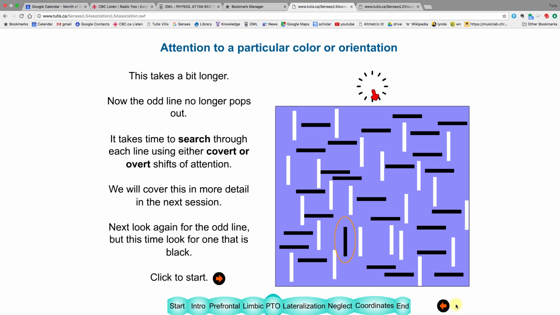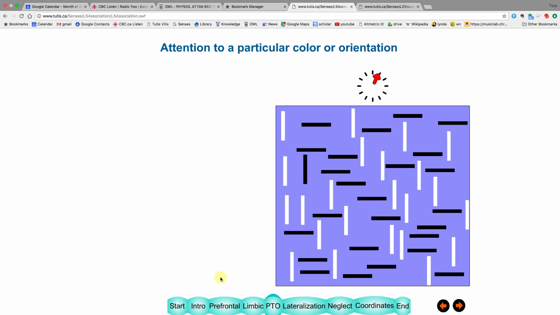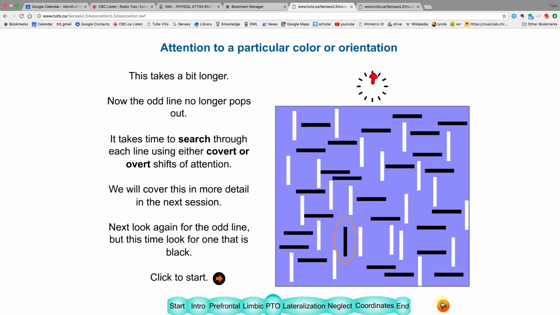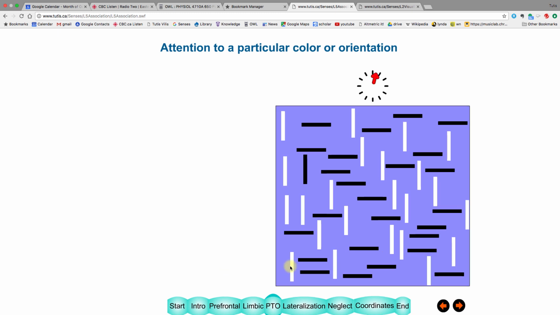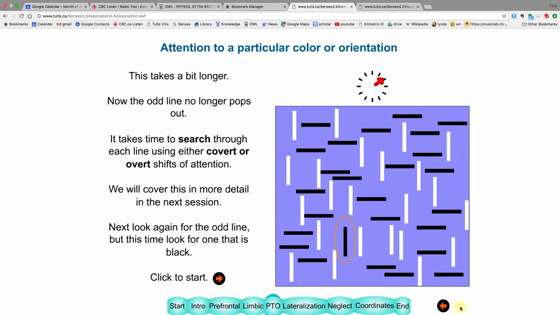you knew what color was in advance. So if you knew what color it was in advance, I haven't told you what color it was. Okay, it's going to be black. Okay, see how quickly you can find the black line that's different. So focus on the black lines.